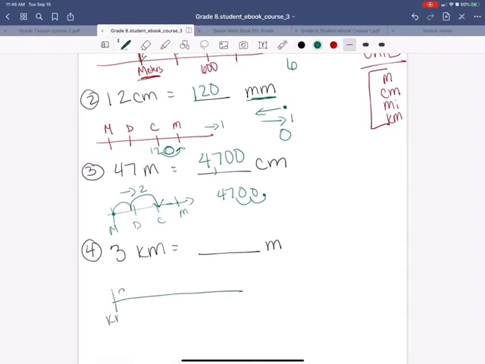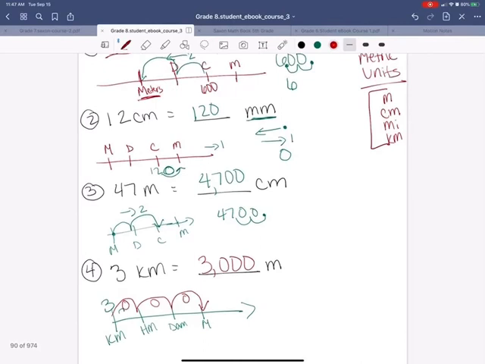Now, this time, I'm going from 3 kilometers. And I'm starting with my KM, my HM, my DAM, my M. All right. And then this will be kind of like the so forth. All right, so I'm starting at 3, and I'm going to move until I get to meters. So again, here I am. I'm moving 1, 2, 3 spots over. So those empties will be 0, 0, 0. So my answer is 3,000. All right, so that's how we do that.